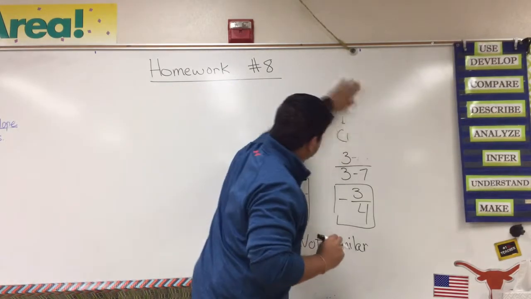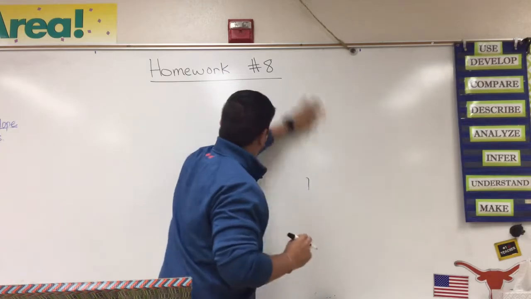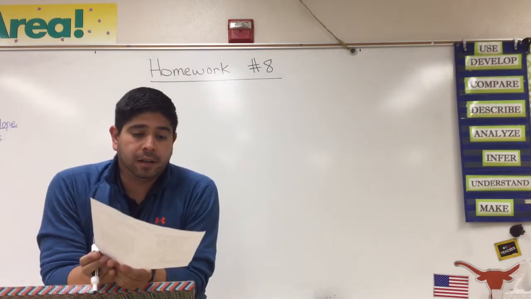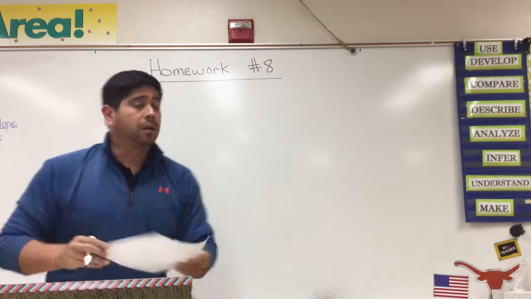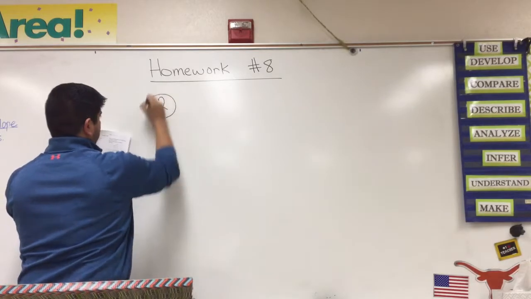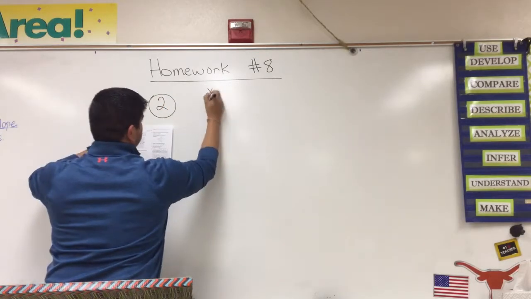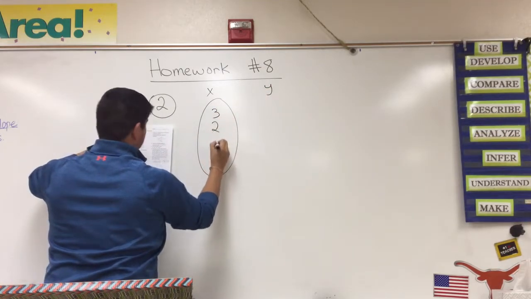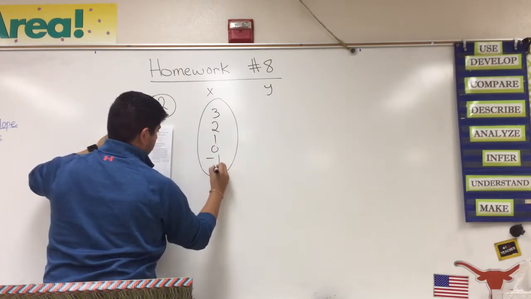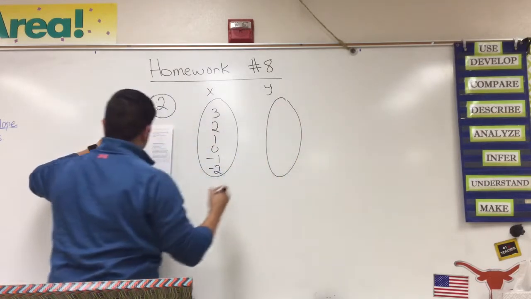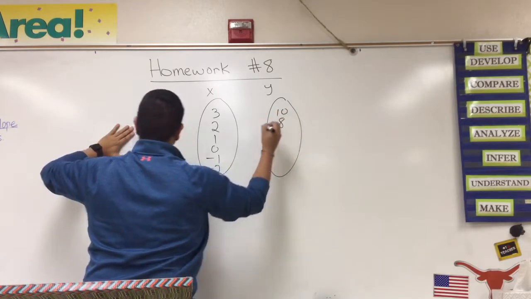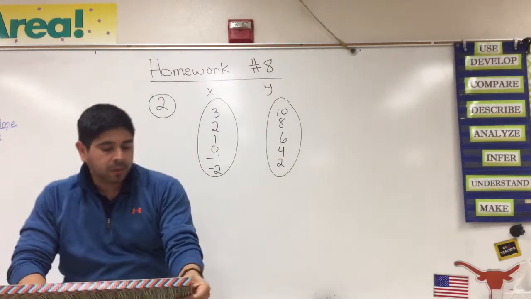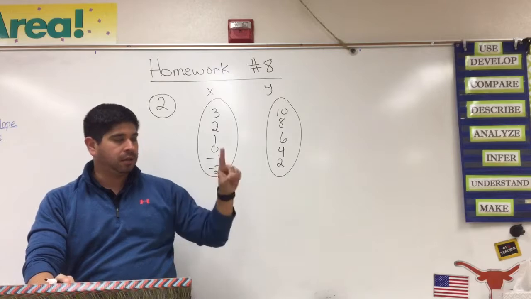Let's move on to number 2. Okay, number 2 gives us a mapping diagram. And it asks, is it a function or not? So let me draw my mapping diagram really quick. I got my x's and my y's. Here I'm gonna have 3, 2, 1, 0, -1, and -2. Here I got 10, 8, 6, 4, and 2.